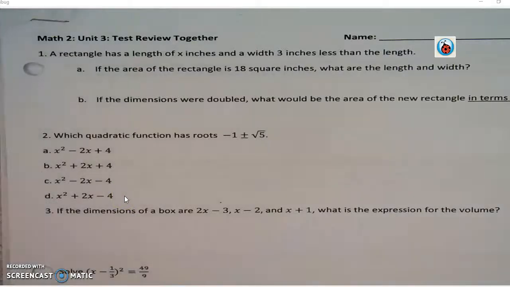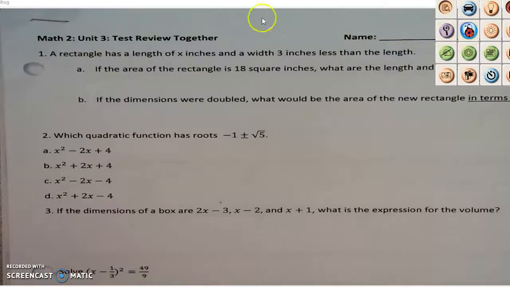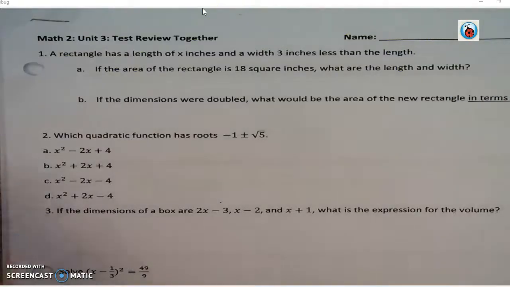This is the Math 2 Unit 3 test review. If I go too fast, just pause the video so you have more time to write. You can always go back and rewatch whatever examples you need.